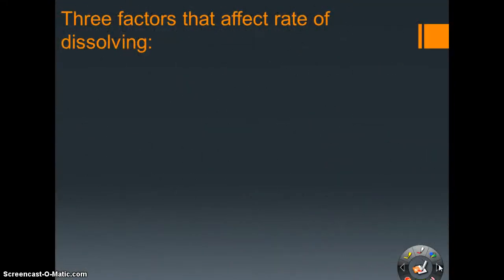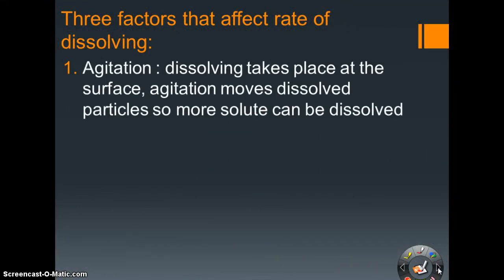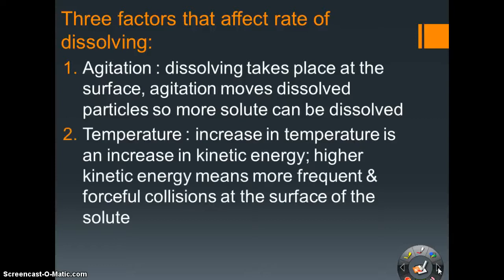Three factors are going to affect our rate of dissolving. The first one is agitation. Dissolving takes place at the surface. If you pour a bunch of sugar into a glass, you can almost see the sugar dissolving right at the meeting point of the liquid and the solid. It looks kind of wavy, almost like heat on a hot day. By agitating, you move those dissolved particles out of the way so that more of the solute can be dissolved. Temperature.